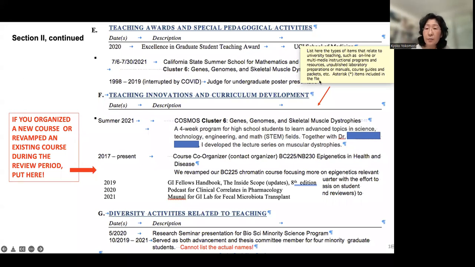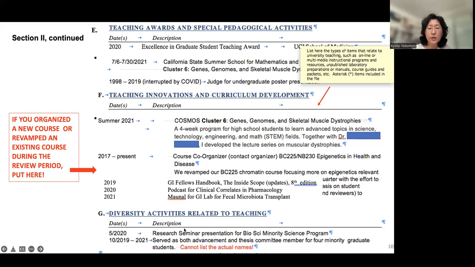And this is a good example: if you hover your mouse over teaching innovations, there are additional things that pop up. This is where you can really advertise what kind of new things you tried during the review period. If you started a new course, or even if you revamped an existing course to make it better, you should definitely discuss it here. And if you have any evidence that you included in your file, you can put asterisks, so the CAP will know that you provided extra information on this.